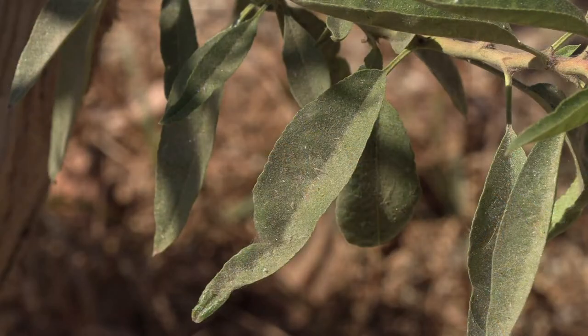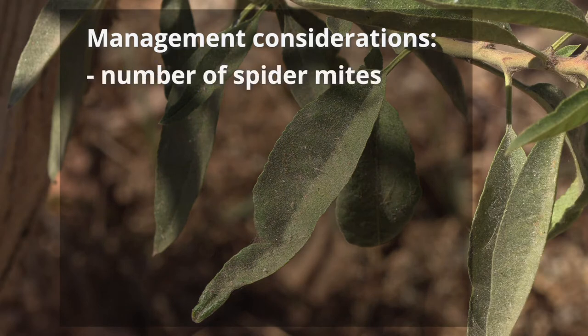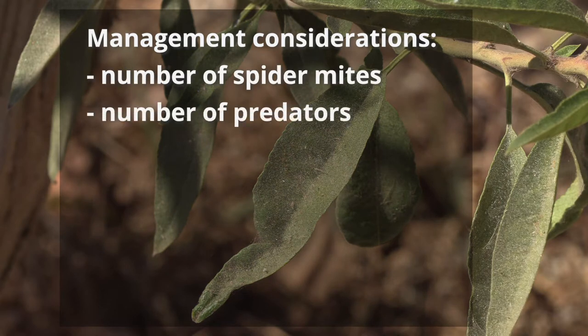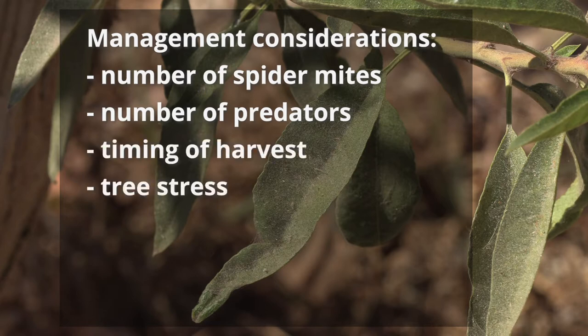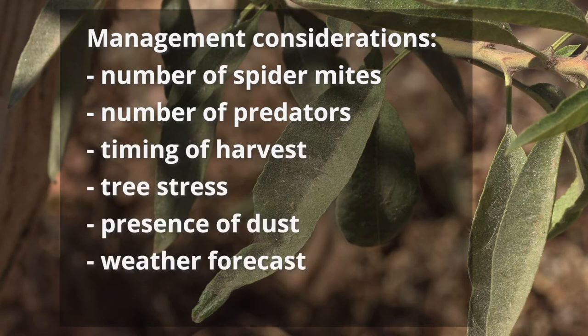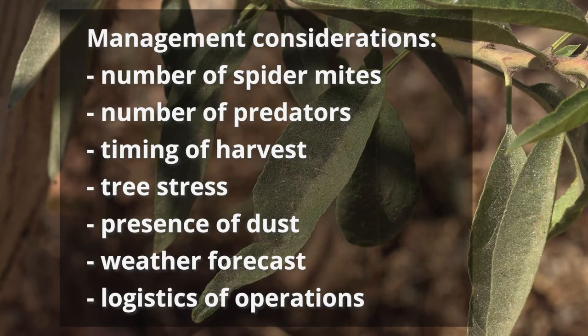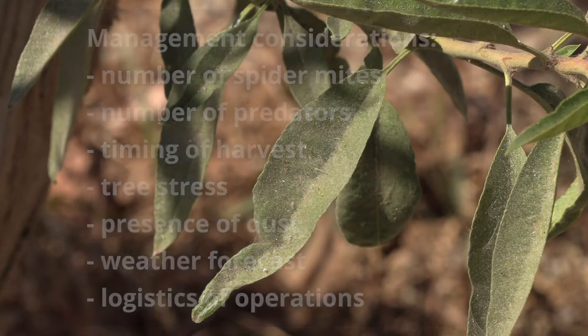When making spider mite management decisions, consider the number of spider mites and the predators present, as well as information like the timing of harvest, tree stress, the presence of dust, upcoming weather, and logistics, such as irrigation scheduling or the opportunity to incorporate a miticide with a pesticide application for other pests, such as a hull split spray for naval orangeworm.